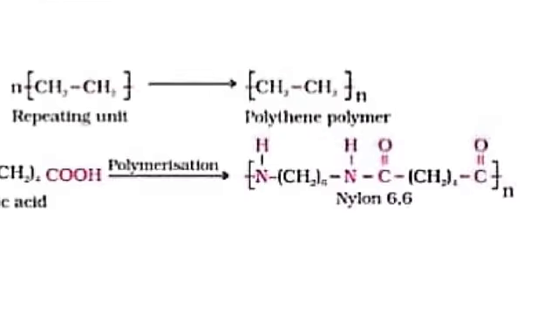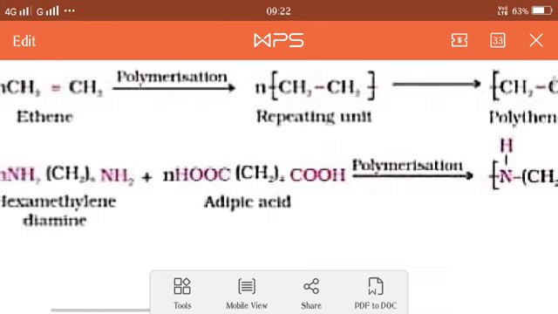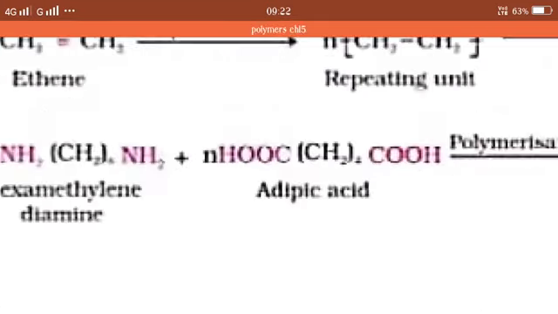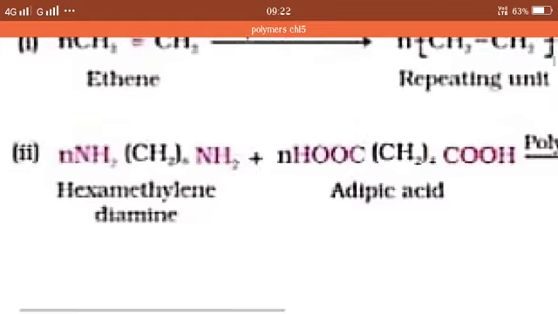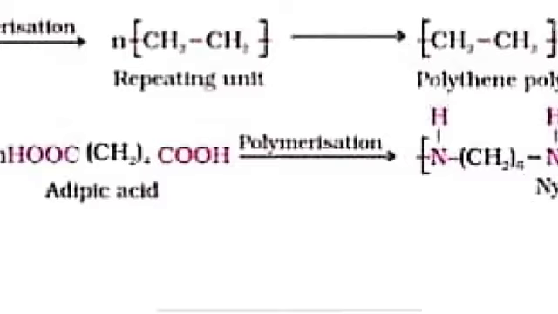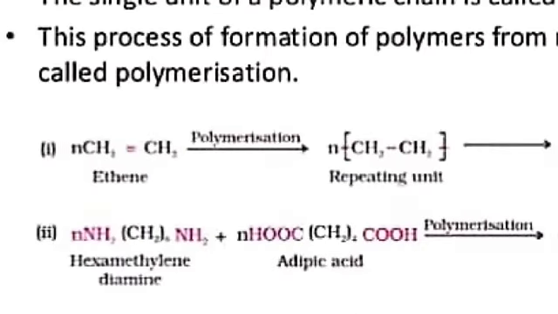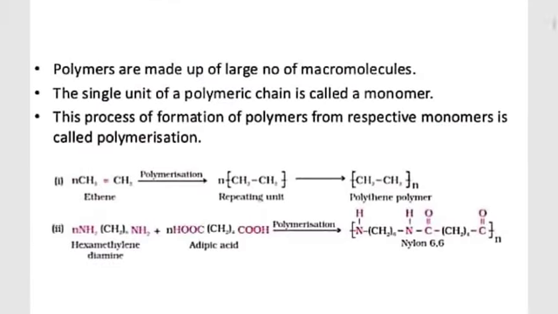So polythenes are macromolecules. The small letter n indicates many units, it should be more than 100. So many smaller units are combining together. Ethene is the monomer of polythene. Adipic acid and hexamethylene diamine are the monomers of nylon 66. So the repeating unit is called the monomer, the smallest part. Mono means a simple unit, and the process by which monomers combine to give a polymer is called polymerization. So this is about polymers.